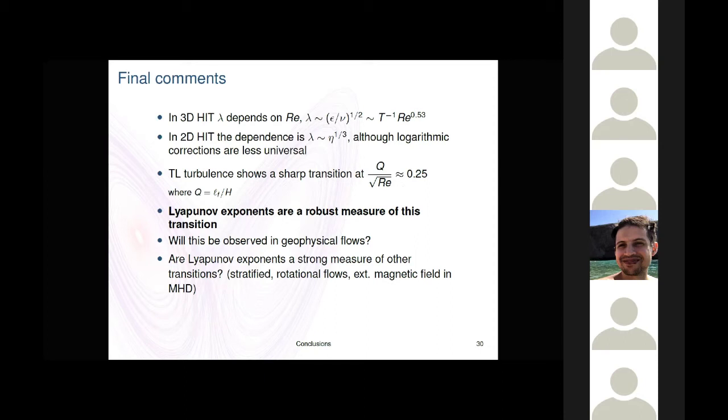In 3D we have Lyapunov scaling that goes with Reynolds number to the 1/2, as we stated. In two-dimensional turbulence, we have a good agreement between the Lyapunov exponent scaling and the enstrophy dissipation rate to the 1/3. But in thin layer turbulence, we have a sharp transition between these two situations, and this value has been observed also in other works. So we think the Lyapunov exponent is a very good measure of this transition. The question is whether this will be observed in geophysical flows, and in general, whether the Lyapunov exponent is also a good measure of the transition in other types of flow.